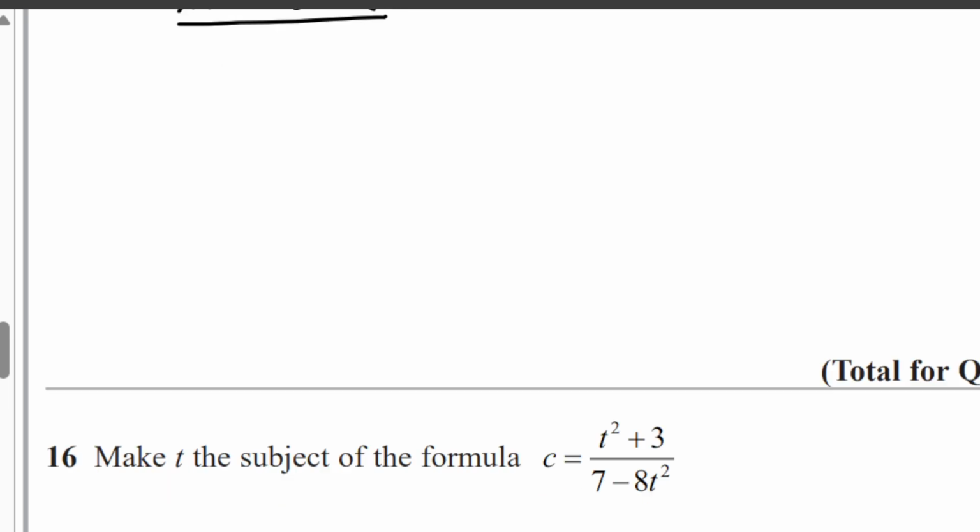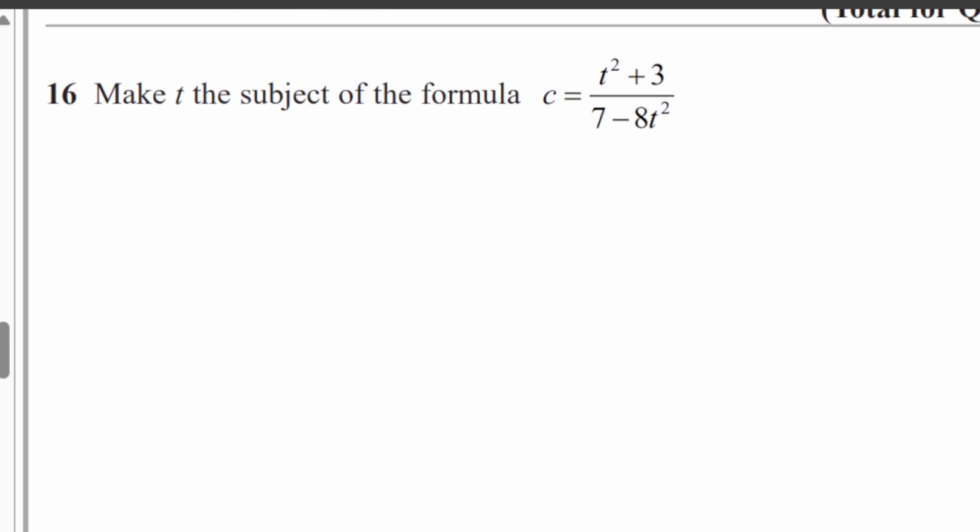And that's your easy peasy lemon squeezy 3 marks. Let's look at question 16.